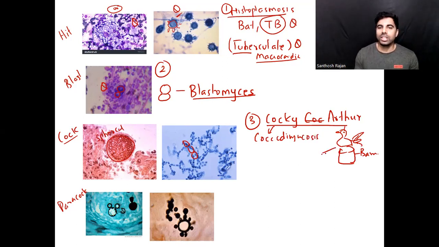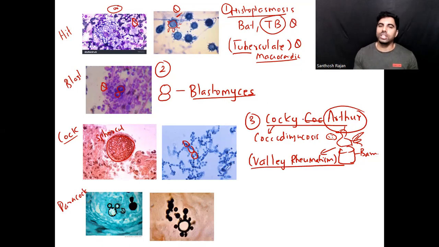Where does it live? It lives in the valley. So what does it cause? Valley rheumatism. This question was also asked. Cocky Arthur: Arthur means arthrospore, and the cock eats the spores from the sporule. So from the clue you will know it is a cocky and it causes valley rheumatism.